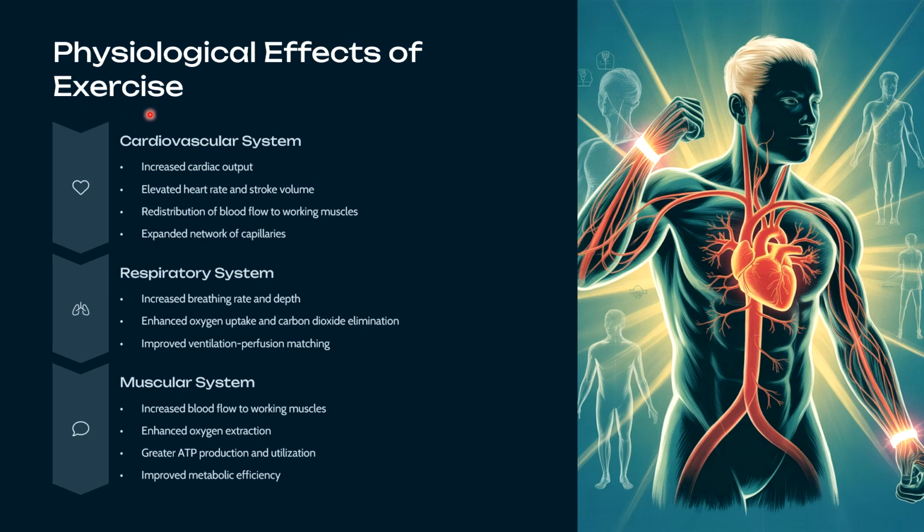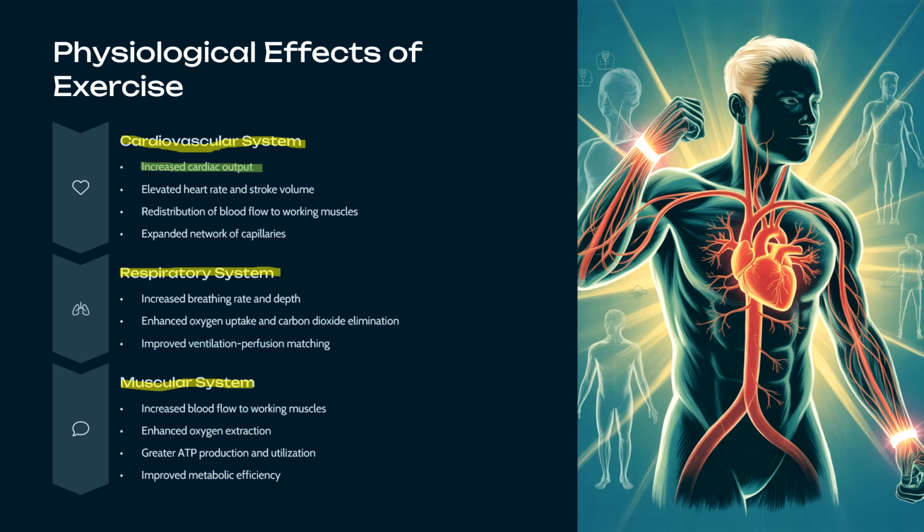Now, whenever there is exercise, there are physiological effects. Number one is the effect on the cardiovascular system, number two is on the respiratory system, and number three is on the muscular system. So what are the effects? Cardiovascular system, number one. What happens to the cardiovascular system? There is increased cardiac output. What is cardiac output? Cardiac output is the amount of blood pumped out from the heart. At rest, the cardiac output is about 5 liters.